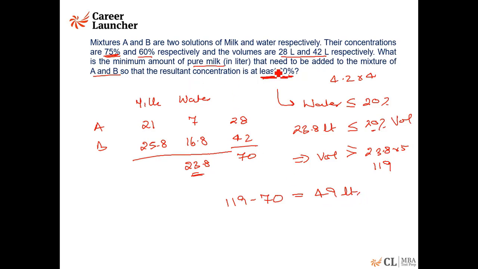Okay. So what is the minimum amount of milk? The minimum amount of milk that you should add is going to be 49 liters. Now this question many times people do with the help of alligation, weighted average, all kinds of things. But when it is directly asking you the difference, why don't you go for that? Straightforward, calculate the values and start working. The numbers are easy to handle, so it should not be a problem.